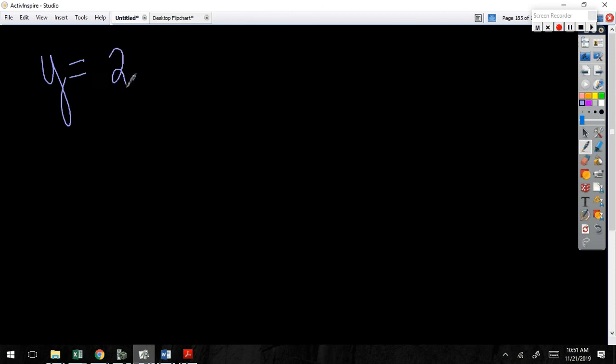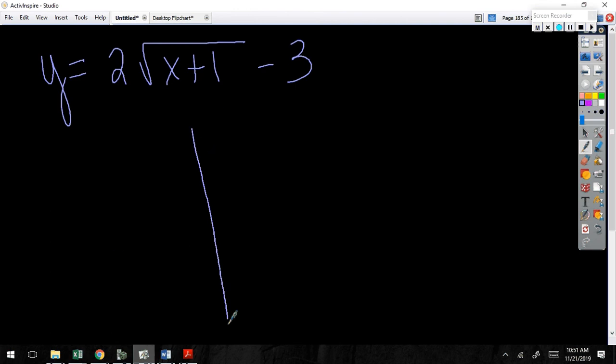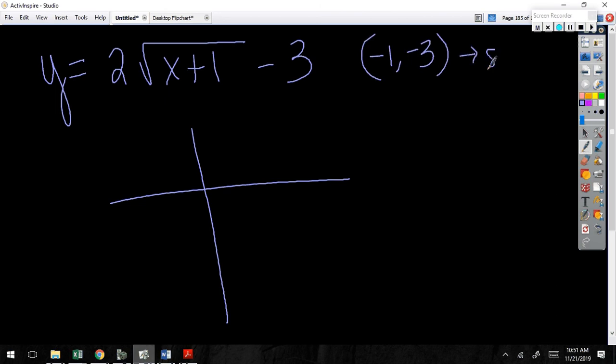Let's say I had 2 times the square root of x plus 1, minus 3. If I am graphing this, this tells me that the vertex or starting point would be at -1, -3. And then what I always do is I find another easy point.